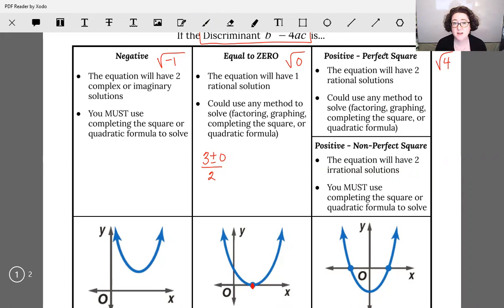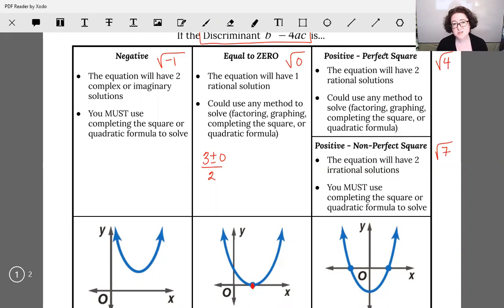Again, a rational number is anything you can write as a decimal or a fraction. But if we have something that's not a perfect square, let's say the square root of 7, then we're going to get an irrational number. When you take the square root of something like 7, you don't get a nice answer. You get a decimal that never repeats and never terminates, and those are called irrational numbers. For the scenario with a perfect square, again, we could probably use any method to solve it. It might even be factorable.